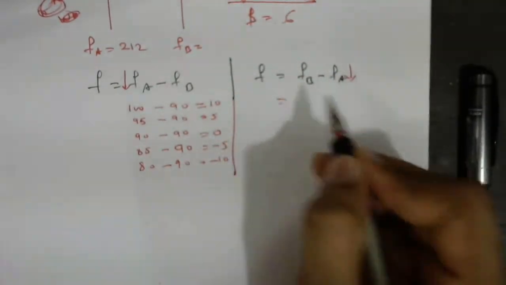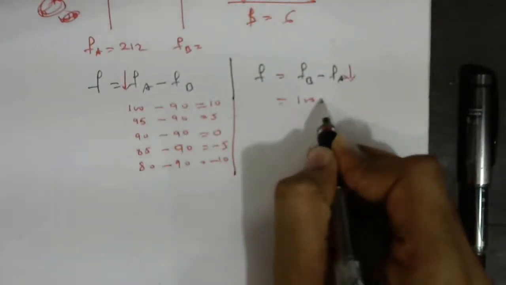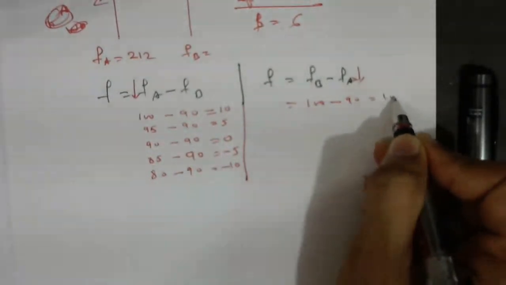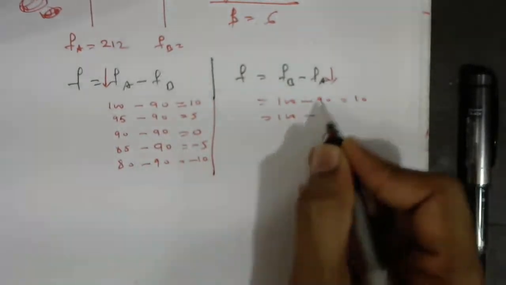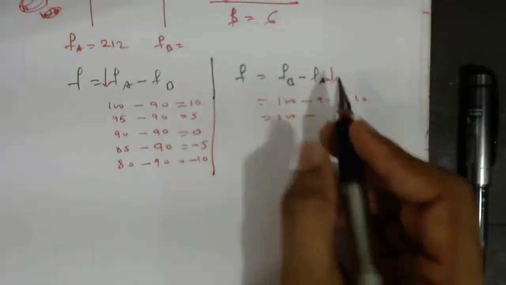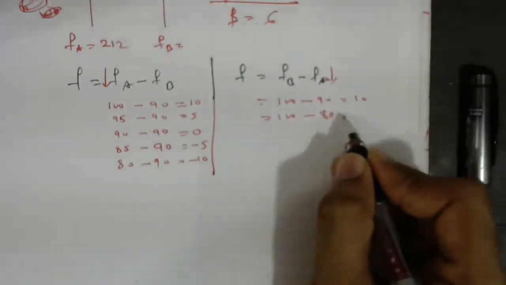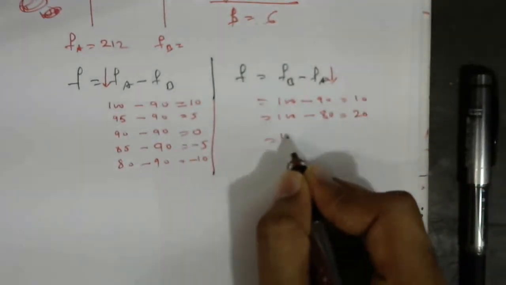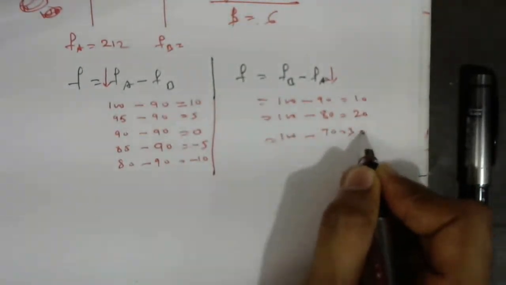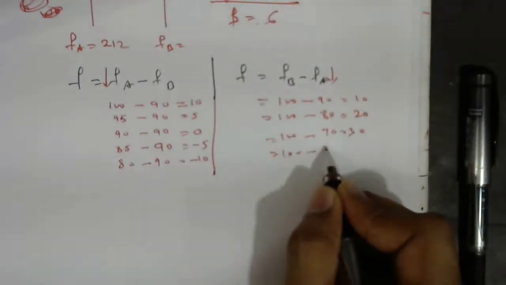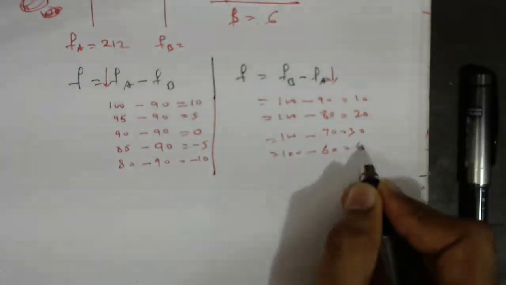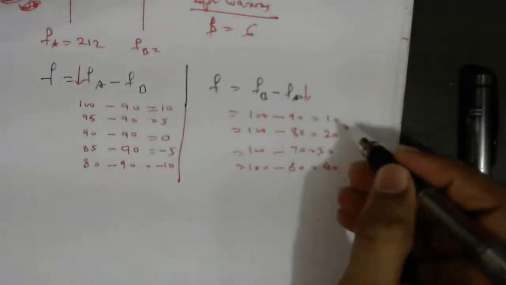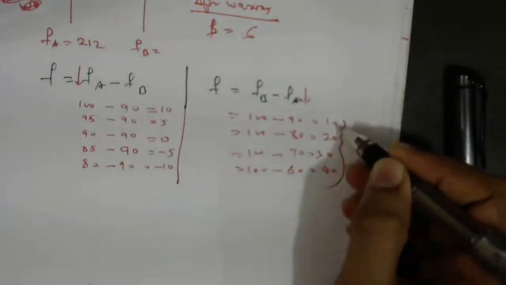I'll say this one. FB is 100 minus 90, it is what? 10. 100 minus, which one is changing here? FA is changing, decreasing. 100 minus 70 is 30, 100 minus 60 is 40. Here, beat frequency, what is happening here? Beat frequency goes on increasing.